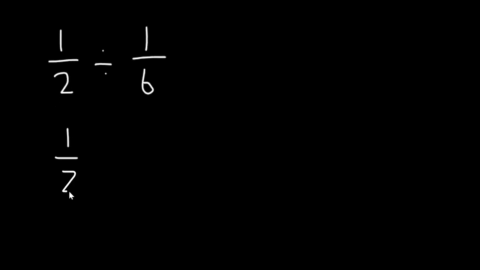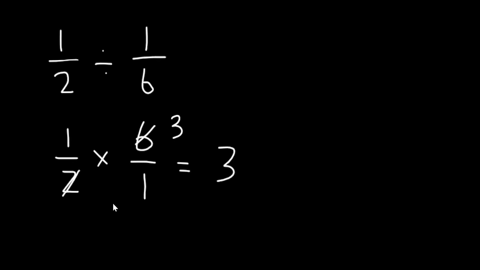For example, when doing 1/2 divided by 1/6, we do what is called keep, change, flip. We keep the first number, we change the sign, and then we flip the second number. We see that this equals 3. We can apply that when doing complex fractions.